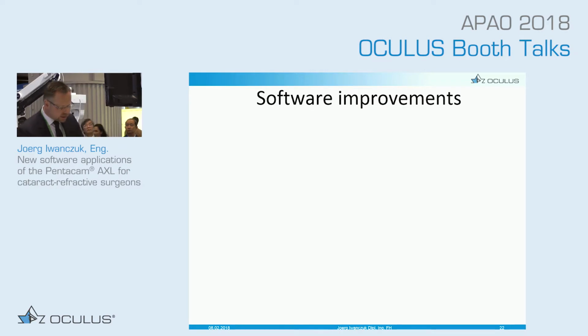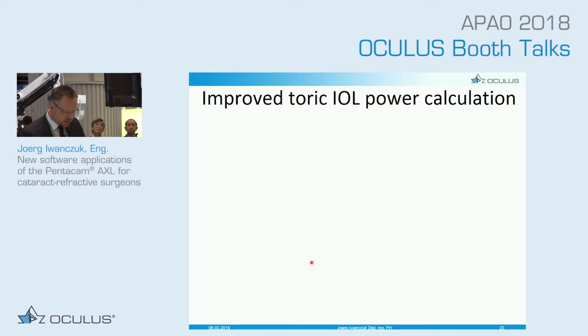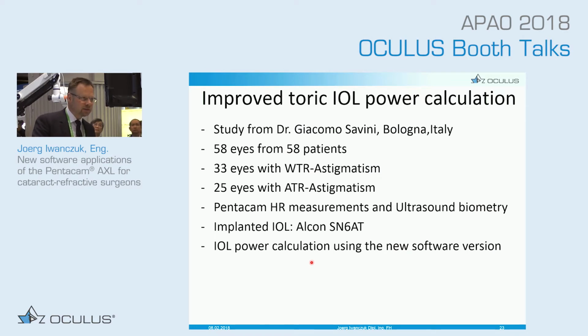Yeah, then we still made improvements in the software. We made a new software for better ray tracing, so that improved our repeatability and also the calculation of total corneal refractive power. And so we redid a study that was published before by Dr. Savini, close to 60 eyes, 33 with-the-rule and 25 against-the-rule astigmatism. Pentacam measurements and ultrasound biometry were used in that sample. And we did the calculation with the new software. And the outcome is very nice.